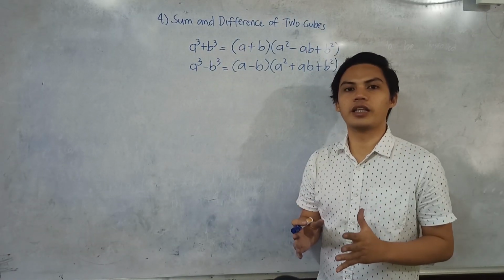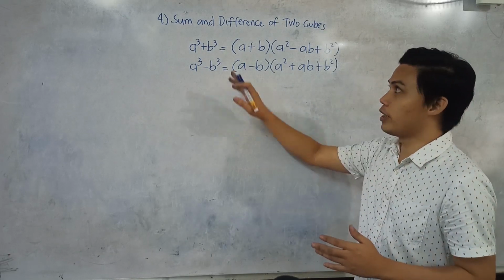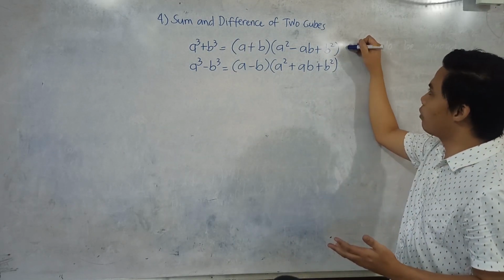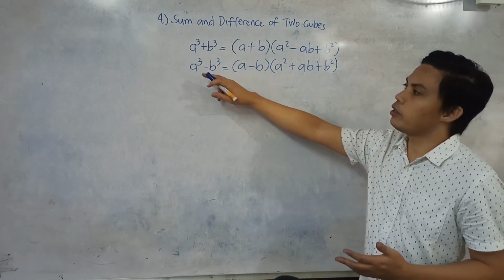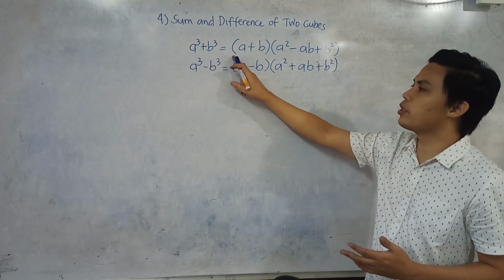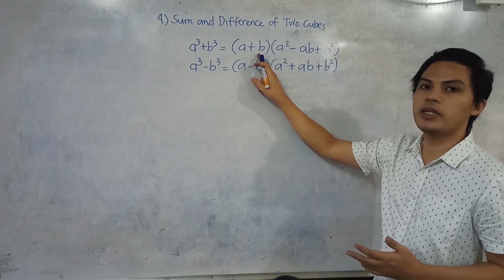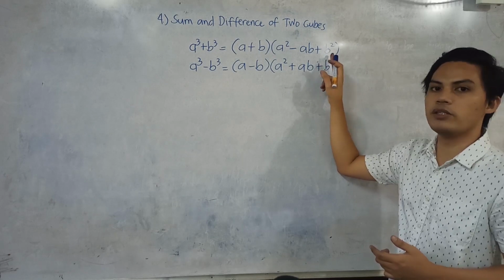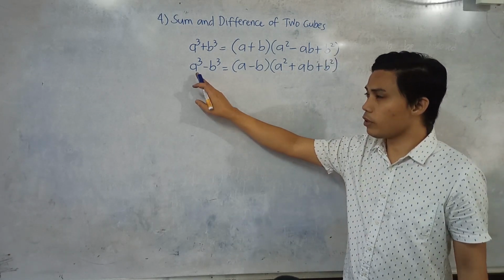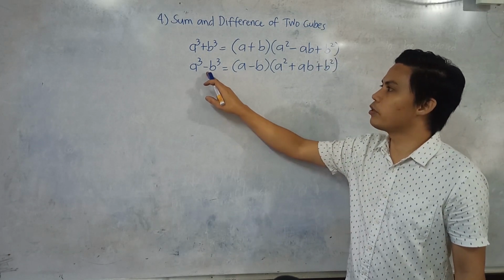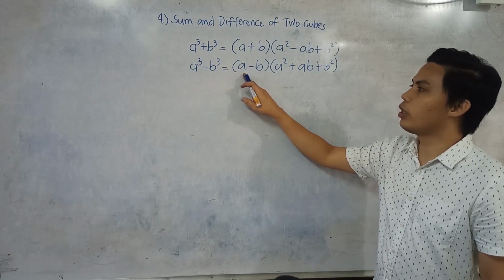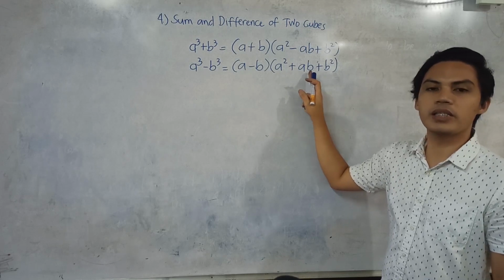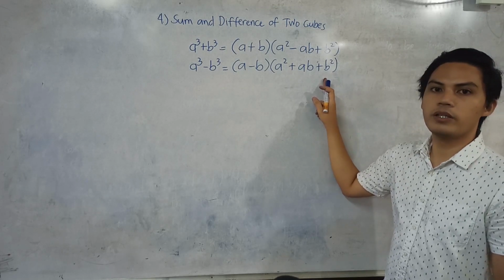Okay, so the next type of factoring is the sum and difference of two cubes. So now we have two forms. Okay? We have a cubed plus b cubed is equal to the quantity a plus b times the quantity a squared minus ab plus b squared. We have also the second form, a cubed minus b cubed is equal to the quantity a minus b times the quantity a squared plus ab plus b squared.